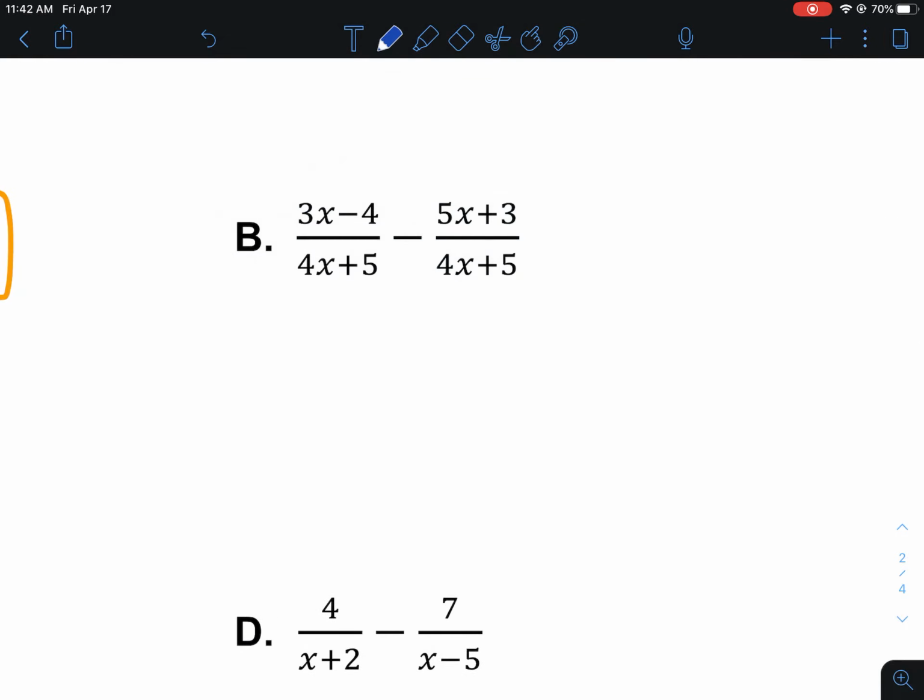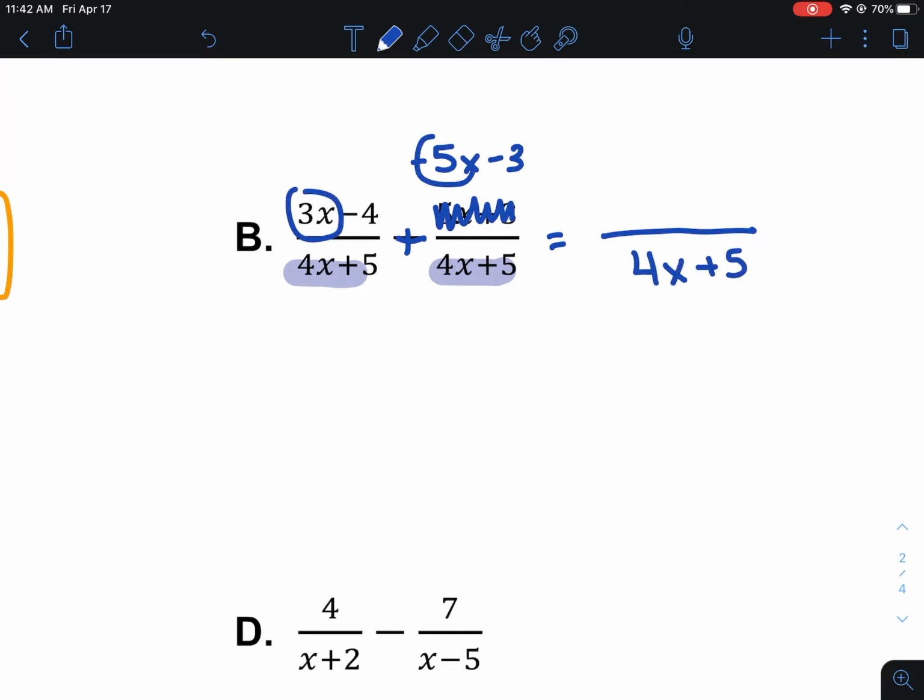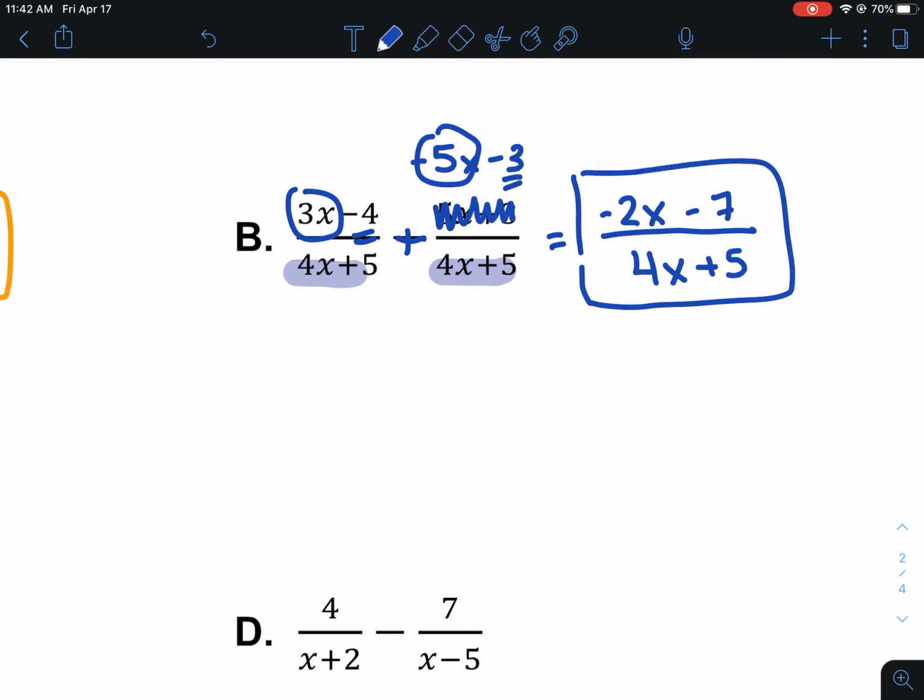All right, subtracting is the exact same, only I'm going to distribute that subtraction to both of these and make that a plus. And now since my denominators are the same, 3x minus 5x gives me negative 2x. Negative 4 minus 3 gives me negative 7.